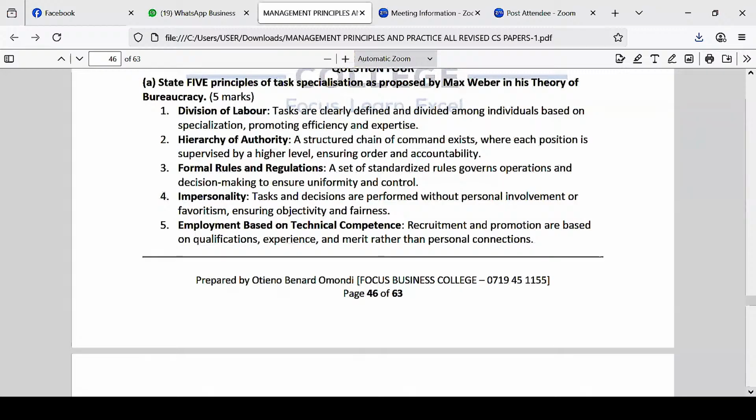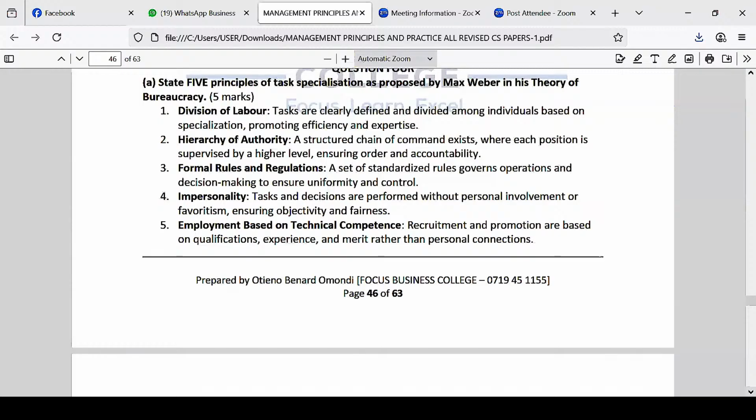Accountants do their work in accounting. Procurement people let them do procurement work. Sales and marketing. So let's divide. Tasks are clearly defined and divided among individuals based on specialization, area of specialization, promoting efficiency and experts. So if you're in accounting and doing accounting work, you're very efficient. But if I've done procurement and then I'm put in accounting work, then basically I start guessing and I end up messing up the company.